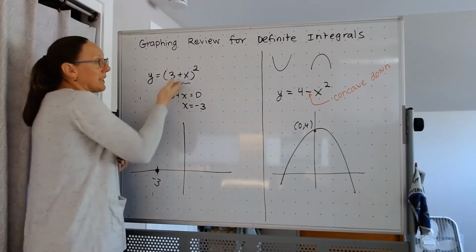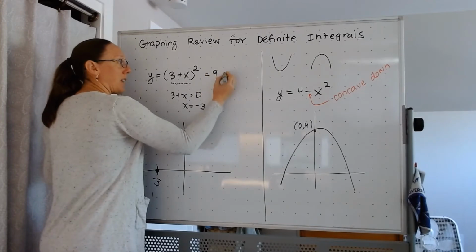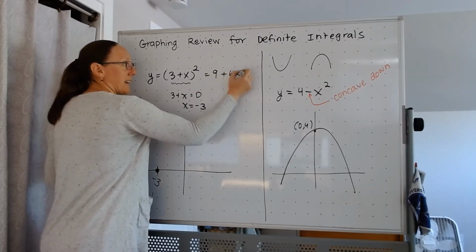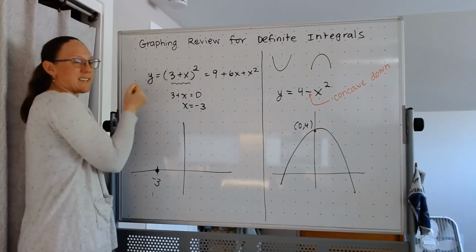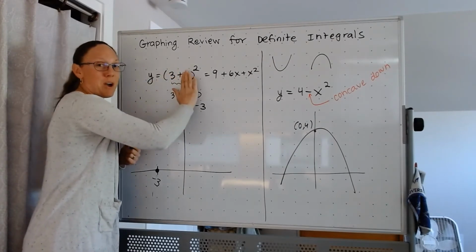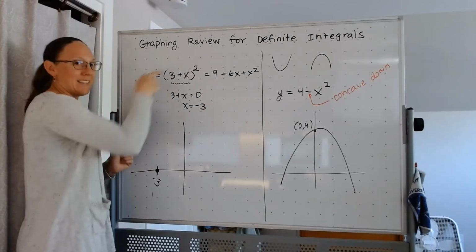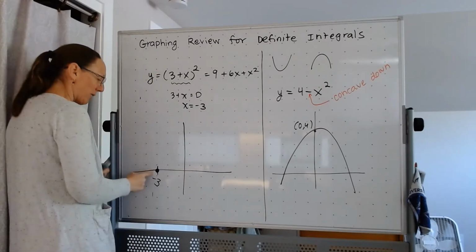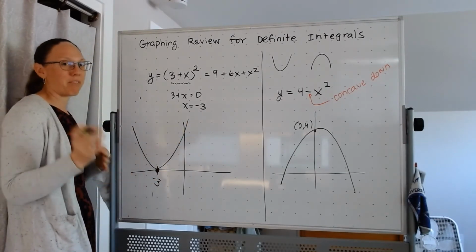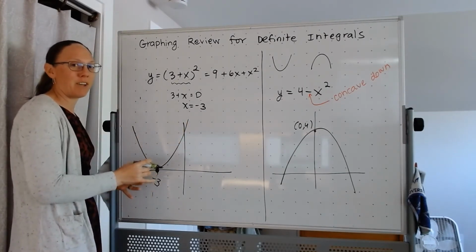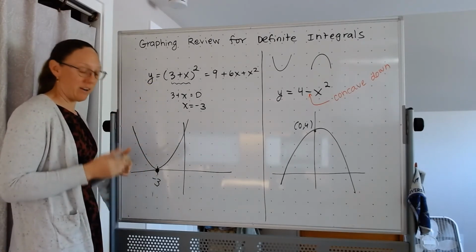That might mean that we want to multiply this out, which we could. That's going to be 9 plus 6x plus x squared. But I can also look at this and say everything in here is positive, and we're going to go ahead and square it. For sure, this thing is concave up. So I've got my point. I draw my concave up parabola. It doesn't have to be perfect, just good enough so that we have a general sense of what's going on for that definite integral.